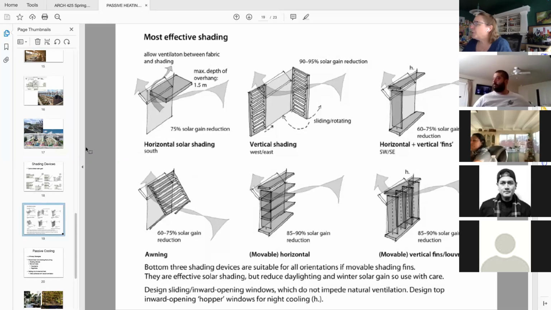A few more examples. Horizontal solar shading, vertical shading. Oh, this is definitely a user occupied method that you can use either sliding shutters or pivoting shutters for controlling time of day, from morning to evening, from east to west, or vertical fins.